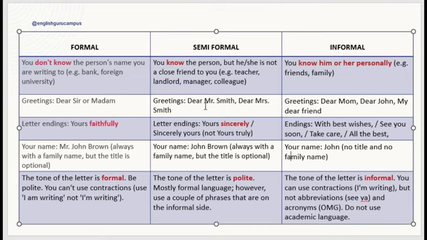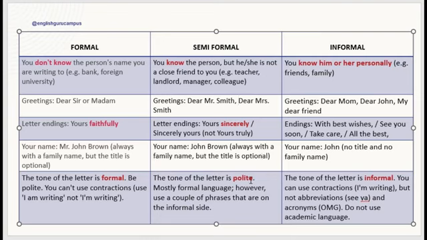The greetings will be dear Mr. Smith. Along with the dear, the title is required, dear Mrs. Smith, like that, and it is mandatory. Then the letter ending should be yours sincerely, not sincerely yours, and yours sincerely is the best. Then your name, John Brown, always with a family name, but the title is optional.